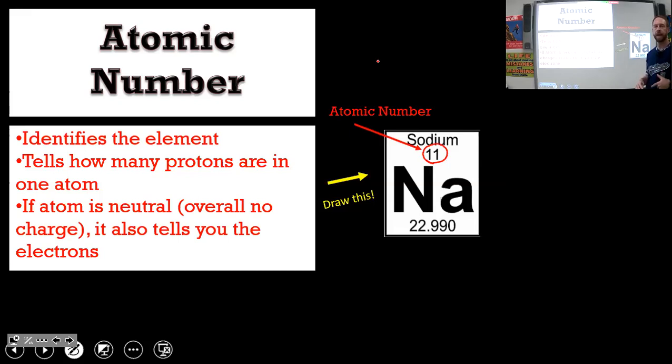This little number up top is called our atomic number. And every element has its own atomic number. So it identifies what element it is. If I say element number 11, you would look at the periodic table at this top number, and you would realize, okay, I found 11, you must be talking about sodium, okay?